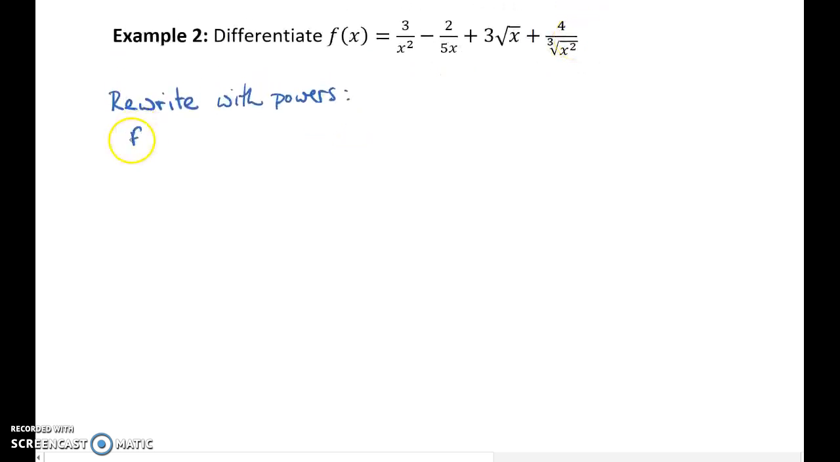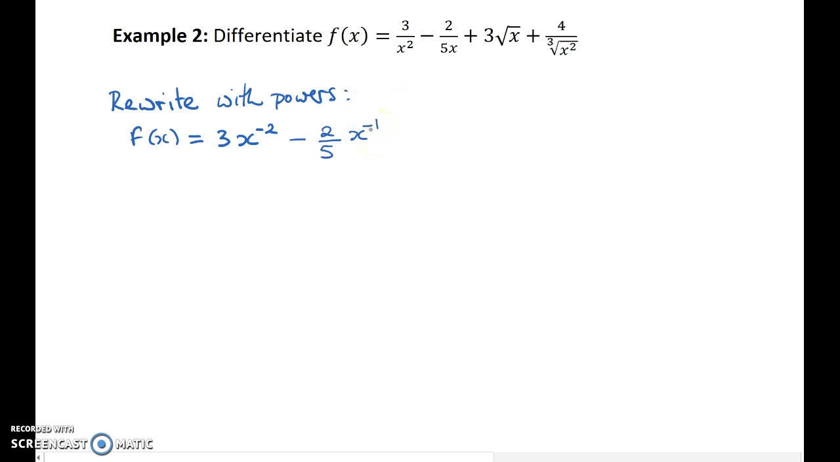f of x is equal to now 3 over x squared. We're going to bring the x up and make its power negative, change the sign of the power. So that's going to become 3x to the negative 2. Minus 2 over 5x. Now, fractions like this you have to be careful about. We're going to leave the negative 2 over 5 as a fraction, but the x we're going to pull up, and it becomes x to the power of negative 1.